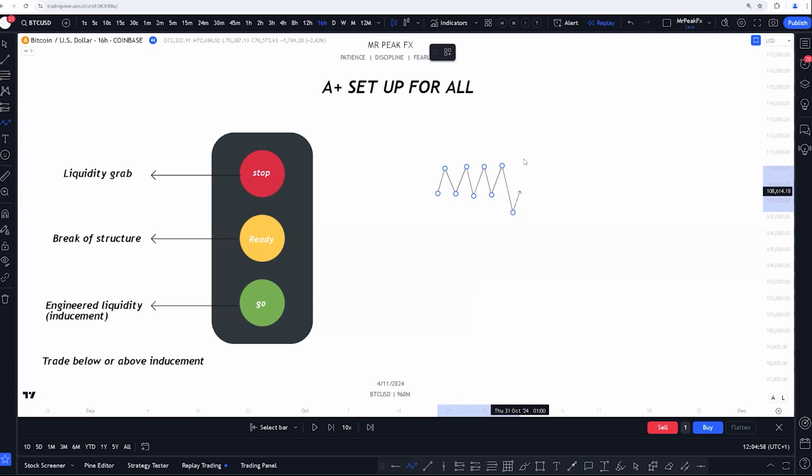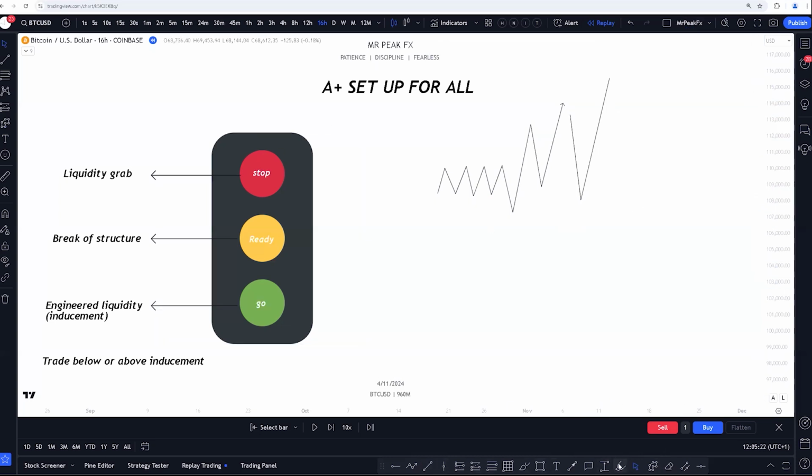All right. This is a break of structure. And this is a liquidity engineered. Okay. So that simply means that you want to trade below the inducement and continue upward.